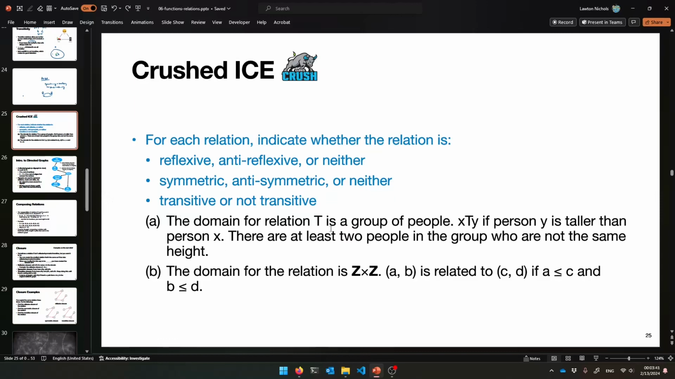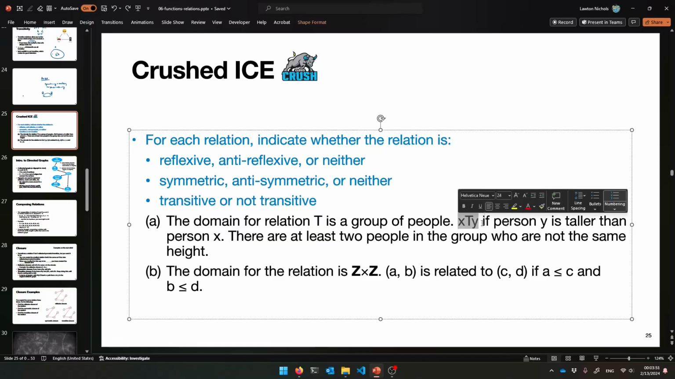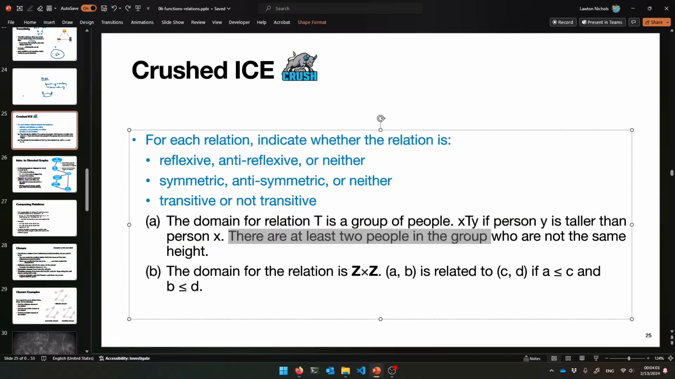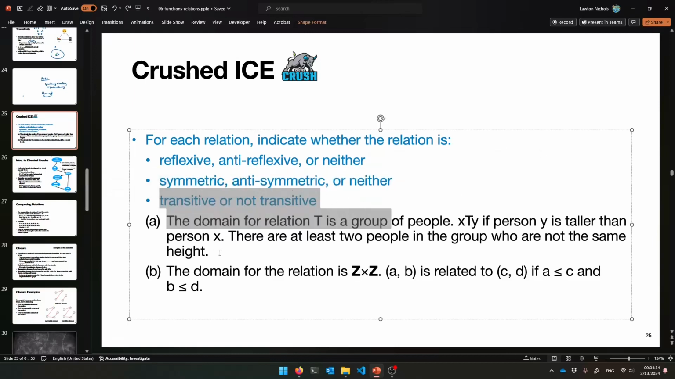So let's say that we're making a relation T for part A. The domain is a group of people, so we're relating people to other people, and we say that under the relationship T, X is related to Y if Y, the person Y, is taller than person X. That's the taller than relationship. You can assume that there are at least two people in the group who are not the same height. Tell me, is this a reflexive relationship, anti-reflexive, or neither? Is it symmetric, anti-symmetric, or neither? And then is it transitive or not transitive?